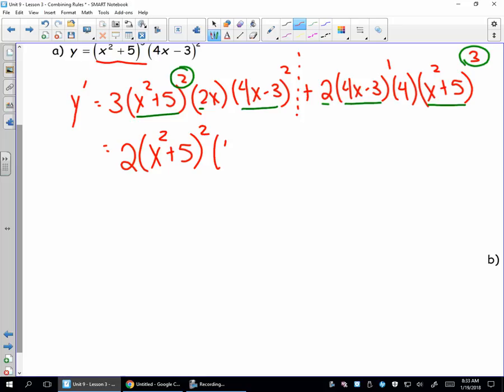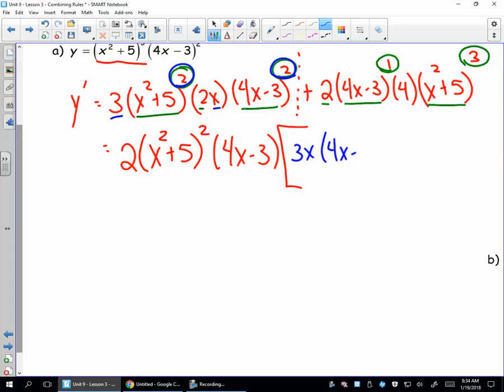They both have a 4x minus 3 in them. Again, let's look at our exponents. A 2 compared to a 1. Well, 1's smaller, so that's all I can take out. If I take that all out, what am I left with? Well, I'm left with this 3 and the x. So 3x. Okay, I took out both of these, so they're gone. And I took out one of these. So I'm still left with a 4x minus 3.